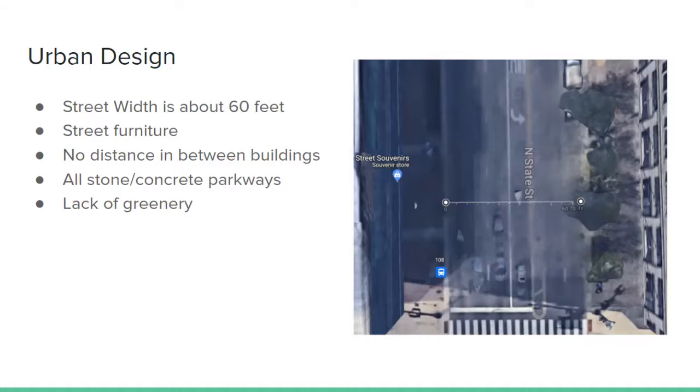For urban design, the street width is about 60 feet. With street furniture, there's planters that run down State Street with flowers, and there's also some street trees that are planted along State Street, but they provide a little bit of greenery, but not a lot in such an urban transect zone. With the buildings, there's no distance between the buildings, and the parkways are all stone and concrete, as mentioned earlier, and there's little greenery on State Street.